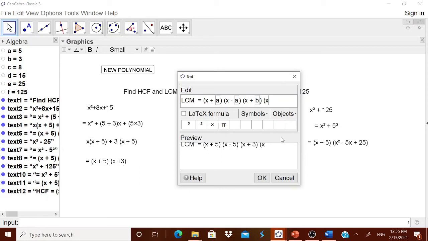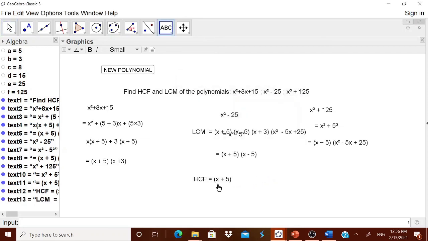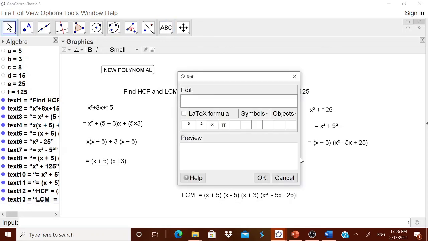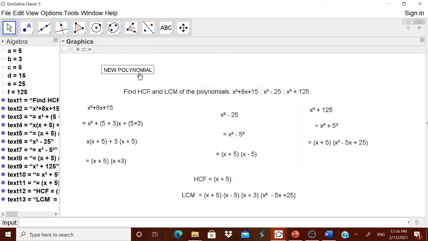Into the last one, x square minus ax plus a square. Okay, I think you got all. Okay, this is the LCM. Now you can have new polynomials. See, it is changing. New polynomial, it is changing.